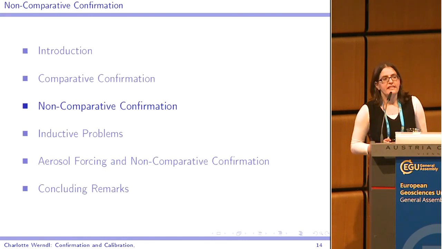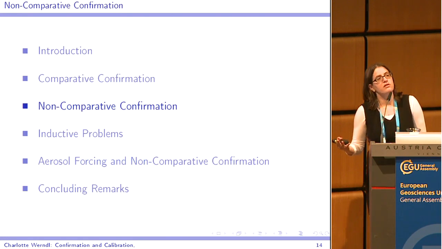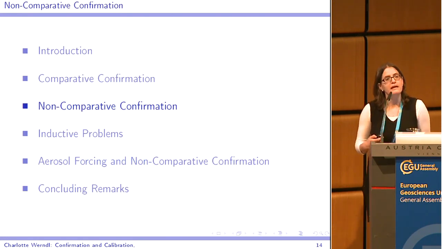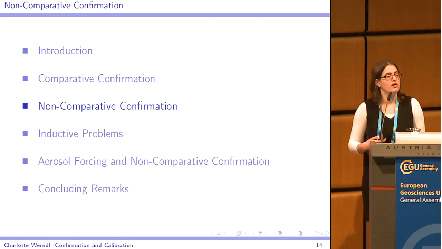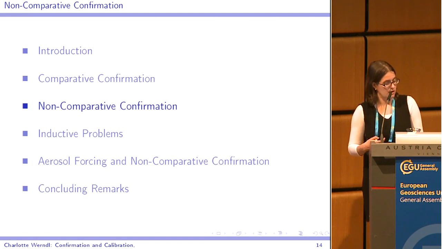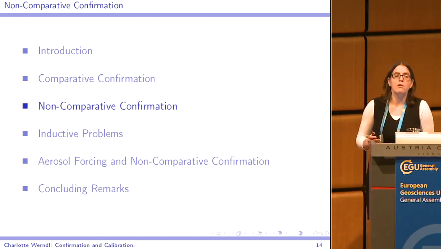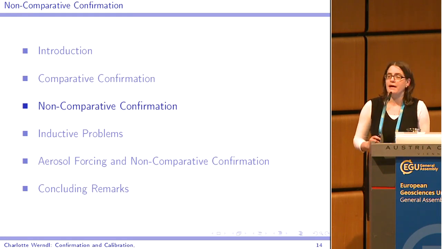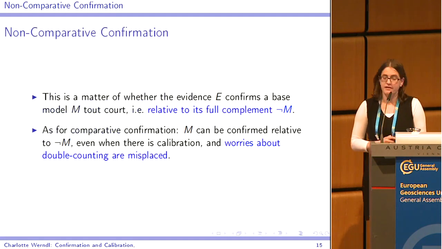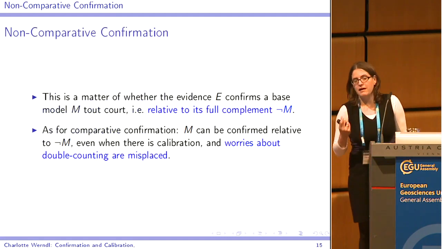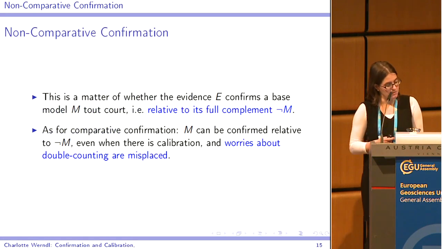Now, I said that at least from the Bayesian perspective, double counting seems entirely fine. There's a lot of debate, as I also said before, in climate science, philosophy of science, economics, and other disciplines as well, about why it might be problematic to double count. We think that often there are other problems underlying these debates, and I will comment on two of these problems.